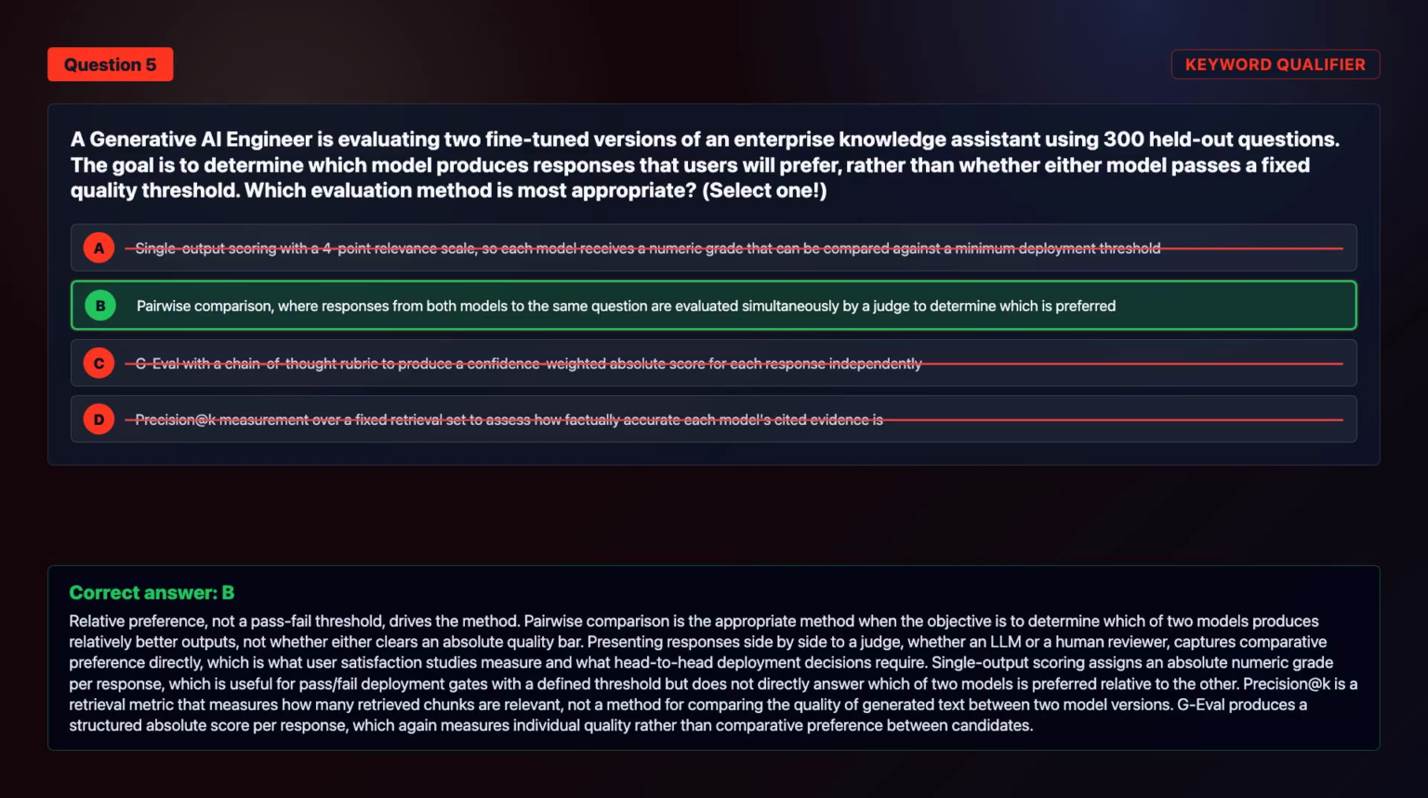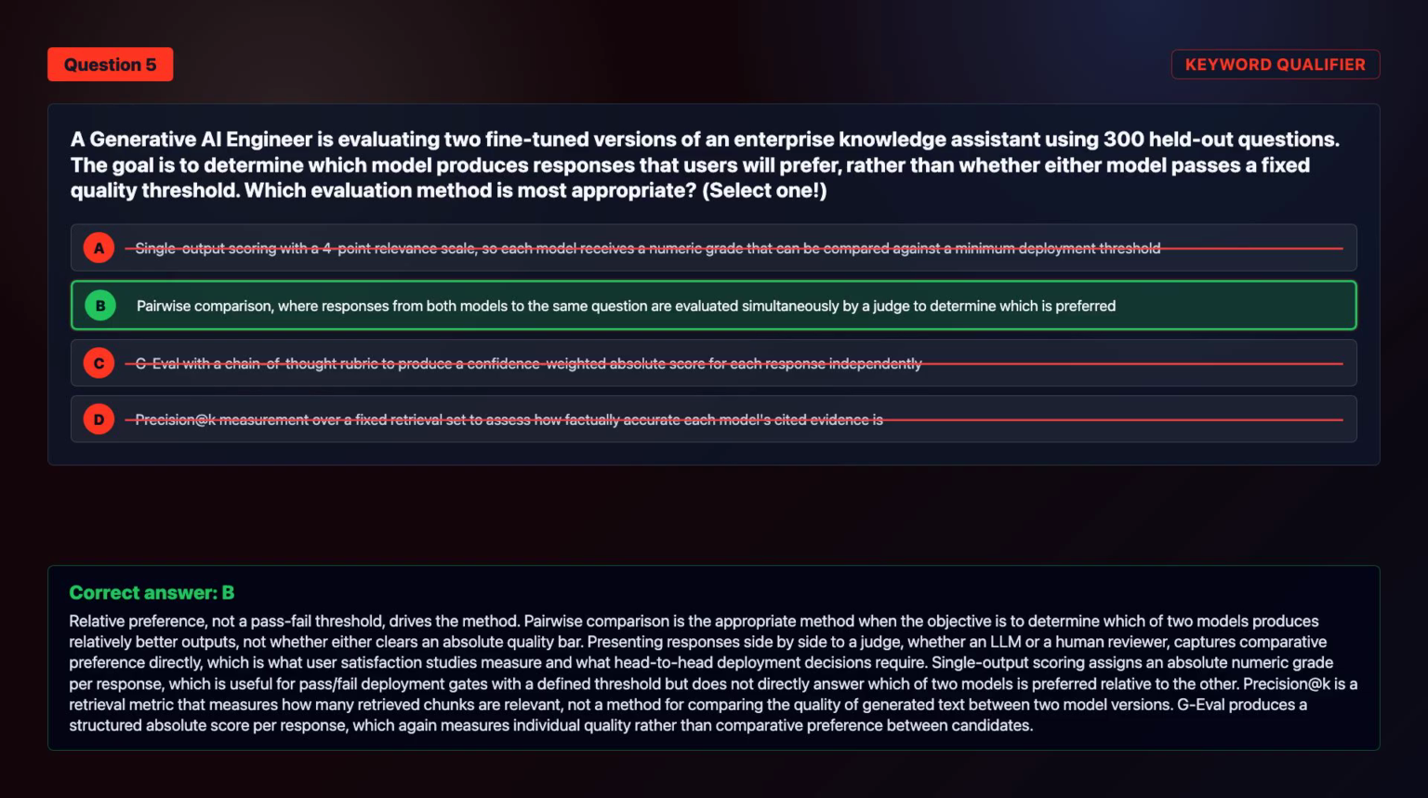Presenting responses side by side to a judge, whether an LLM or a human reviewer, captures comparative preference directly, which is what user satisfaction studies measure and what head-to-head deployment decisions require. Single output scoring assigns an absolute numeric grade per response, which is useful for pass/fail deployment gates with a defined threshold, but does not directly answer which of two models is preferred relative to the other.